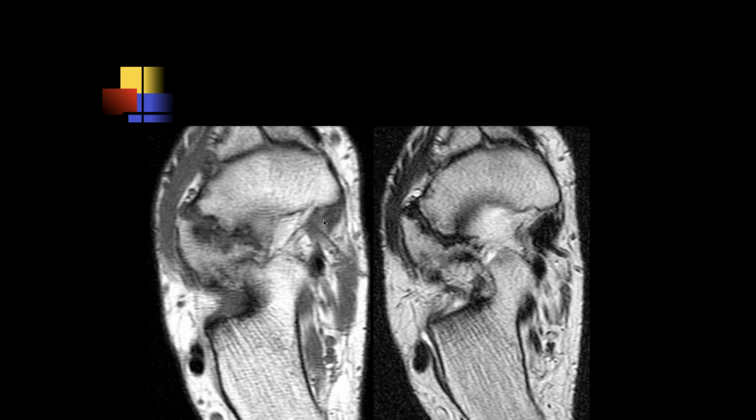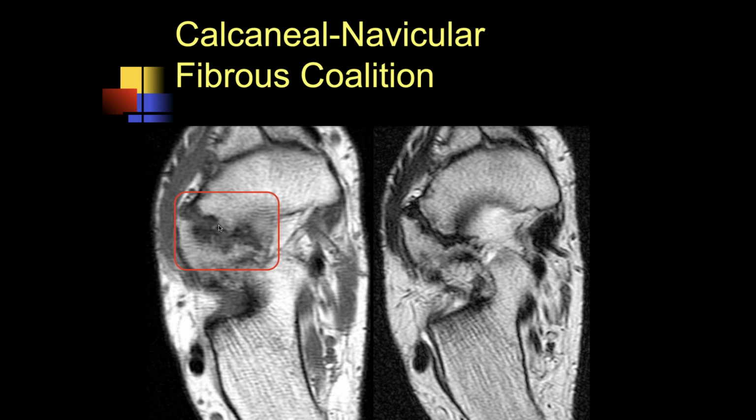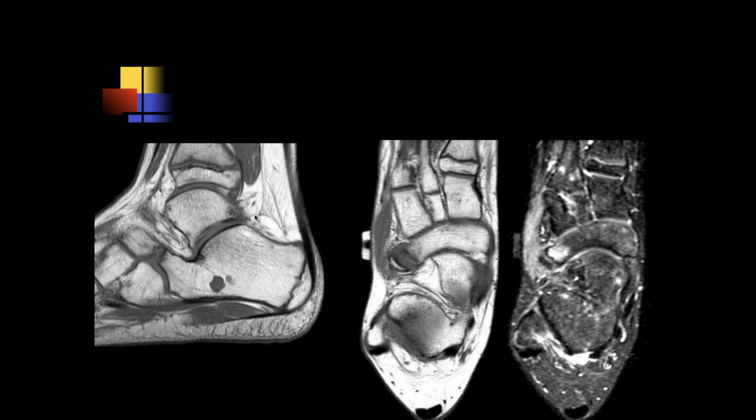Okay, Ashu. I see the navicular, there's a fibrous coalition there between the navicular and, I'm guessing, the anterior facet of the calcaneus, so it's a calcaneonavicular coalition. Yeah, the anterior process of the calcaneus, that's right. So that's another common location for coalition, in this case fibrous.